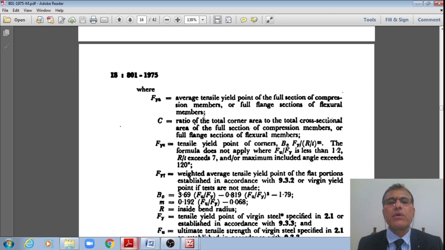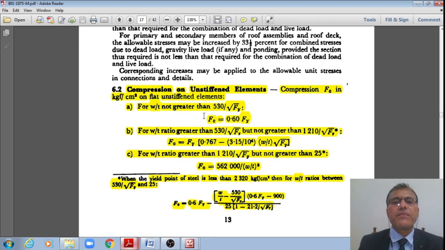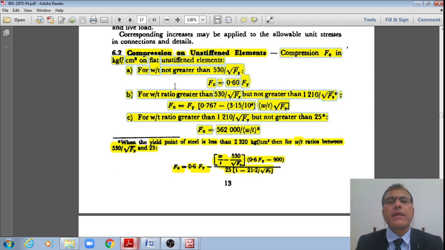Methods and limitations are also given, student. You may just go through. I'm just skipping this for want of time, right? Wind, earthquake, and combined forces, how they need to be calculated. You just go through that. I'm skipping that, right? Next subheading, compression on unstiffened elements, right?